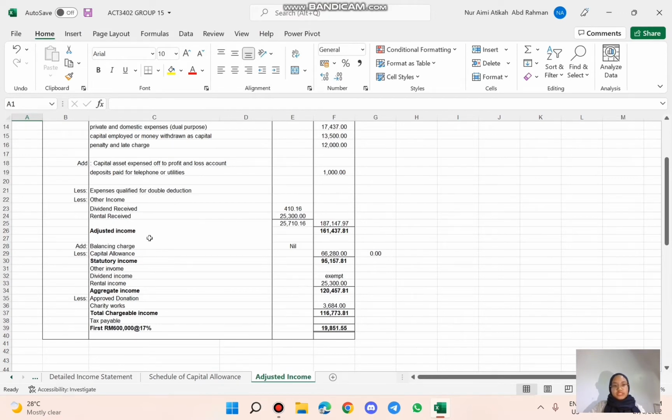Next, I will show you how to calculate statutory income overall. First, the amount for adjusted income, we add balancing charges, and then we minus capital allowance. The capital allowance is shown in the slide. And then after we do the calculation, we get the statutory income, which is 95,157.81.